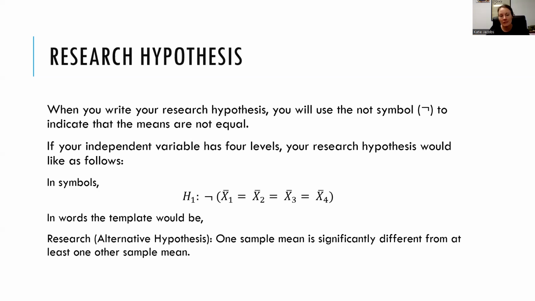Okay, so in words, the template would look like this: research hypothesis, and then you put a colon. One sample mean is significantly different from at least one other sample mean. And so we remember from our previous lectures that when we have these templates, we actually have to put in our independent variables and our dependent variables into it in order for it to be right. So you do not just write the template when doing this. You'll actually have to go in and put in your independent and dependent variables into it to make it work.